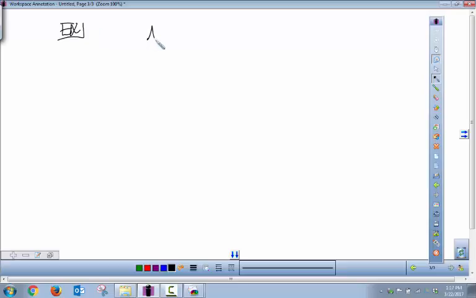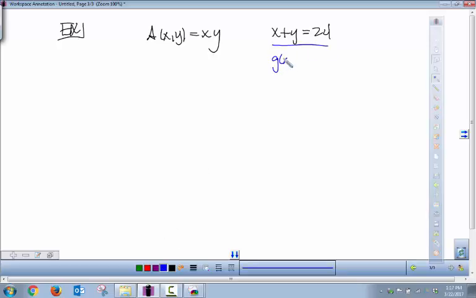Where we have A of x, y equals x times y. And then your constraint is x plus y equals 24. What we're going to do is assume that g of x, y is equal to x plus y. And then we can assume this is f, or we can just keep it as A. Is that okay?